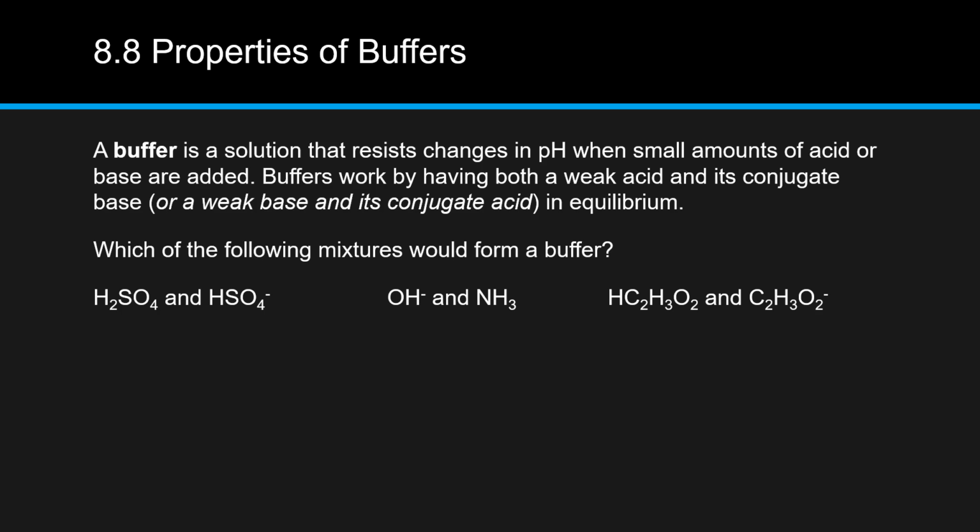So if you're looking at a conjugate acid-base pair like H2SO4 and HSO4-, H2SO4, or sulfuric acid, is a strong acid, so that would not form a buffer. The pair OH- and NH3 doesn't work either because they are not conjugates of each other and they don't differ by just one proton, which is what a conjugate is. The correct answer is our group on the right, which is acetic acid and acetate. That is a conjugate acid-base pair because it's only differing by a proton, and acetic acid is a weak acid, so that would form a buffer.